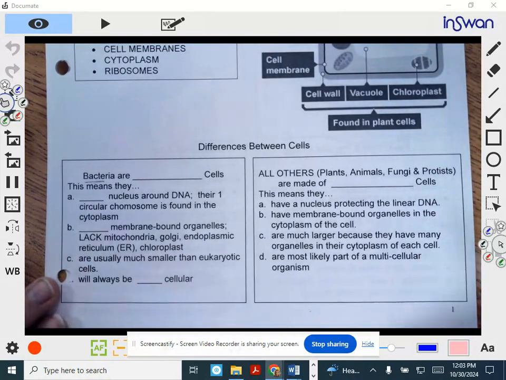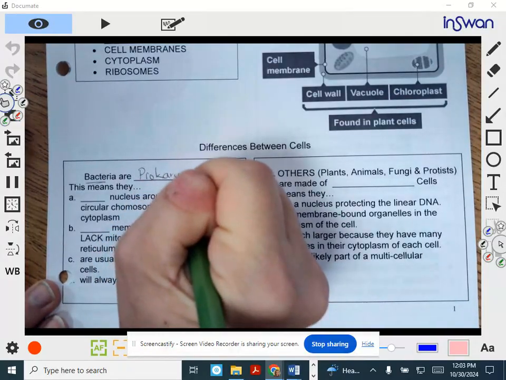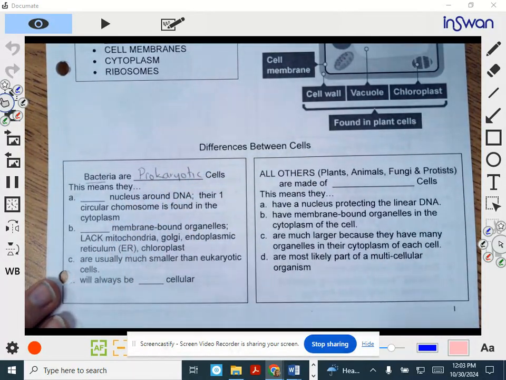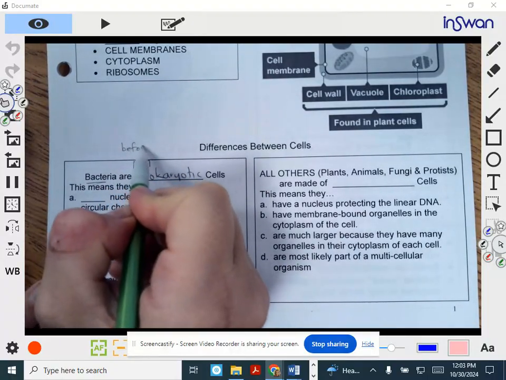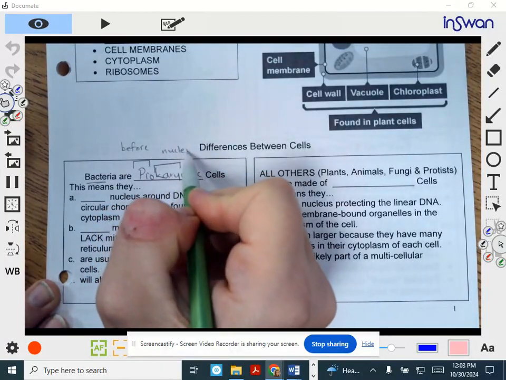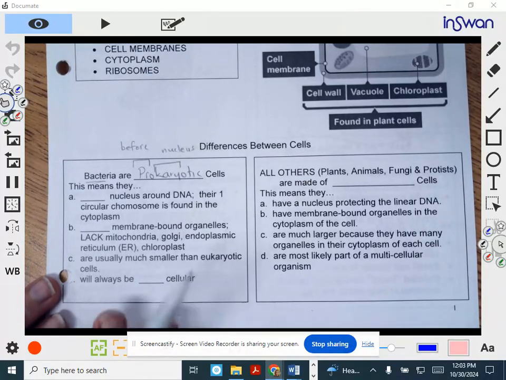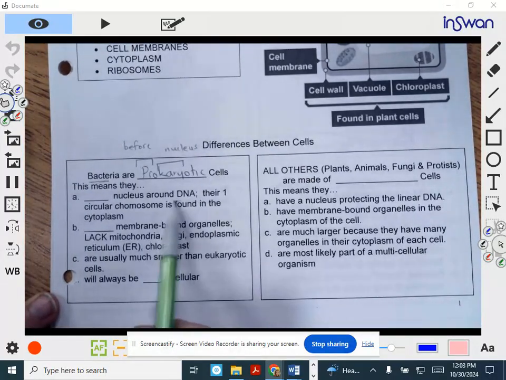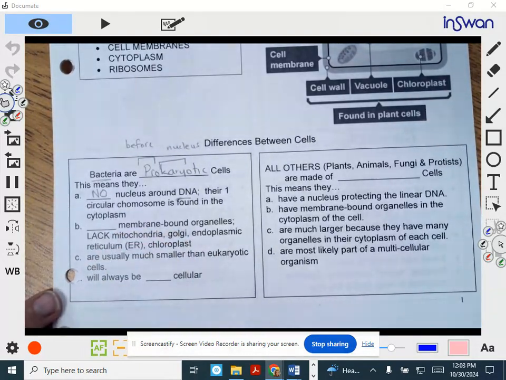So bacteria cells, they're called prokaryotic. Now if you know some prefixes, pro means before and kary means nucleus. So bacteria cells are basically cells that don't have a nucleus. They evolved before cells even had a nucleus, and so to this day, they do not have a nucleus. They do have DNA, but their DNA is not enclosed in a membrane. So there's no true nucleus.